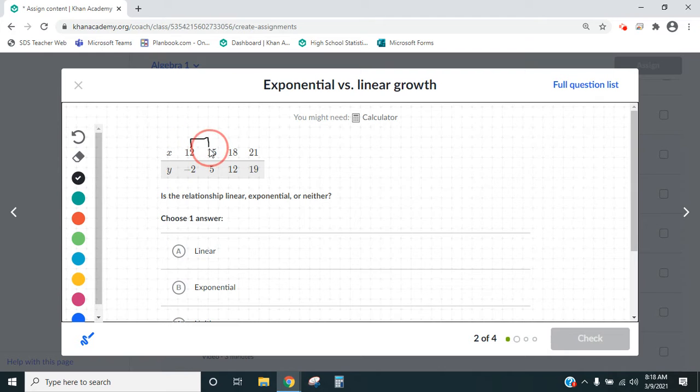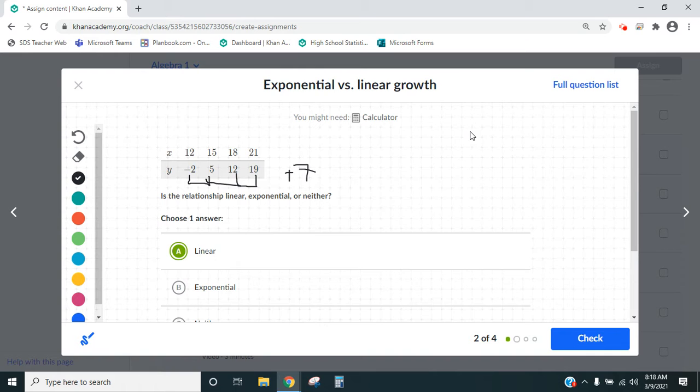This is increasing by 3s. So that's all the same. That's what we want, that way we can compare. All right, what's happening here? Yeah, probably up 7. All right, is this one also up 7? Is this one also up 7? So they're adding 7 each time. That means it's linear.